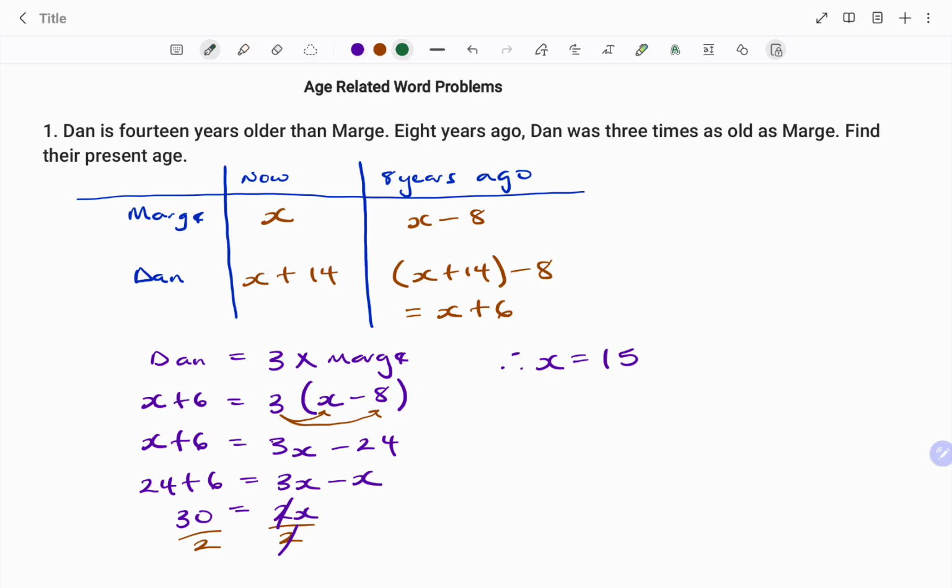So therefore, because x is 15, their current age, which is the now, will be Madge will be 15 years, and Dan will be X plus 14, that's 15 plus 14, and that will be 29 years. Let's look at the second example.